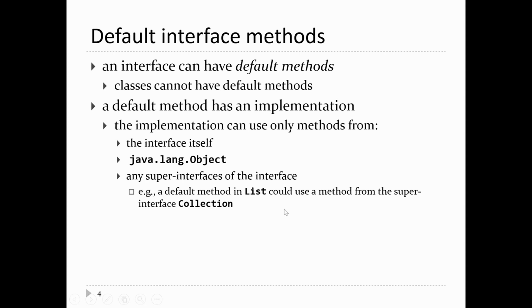An example, though, is that if you had a default method in List, then that method could be implemented in terms of the Collection interface. If you remember back, I think 2 or 3 weeks now, the List interface is actually a sub-interface of the Collection interface. Or the Collection interface is what's called a super interface of List. List has every method that's in Collection. So you can use the methods from Collection to implement a List default method. This will make more sense to you in a week or so. For now, it's these two that are of interest to us.